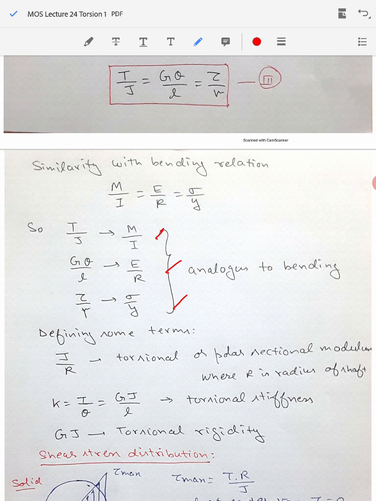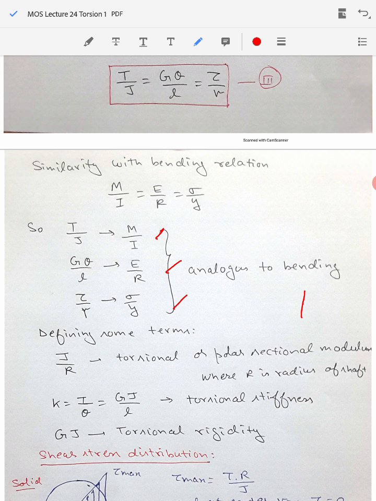Sigma was the bending stress, here tau is the shear stress. Y is the distance of the fiber from the neutral axis where you want to find the bending stress, and small r is the distance of the fiber from the center of the shaft. So these are very similar. M was the applied bending moment there, here T is the applied torque. I was the moment of inertia about the axis, and J is here the polar moment of inertia about the center. Similarly, E by R corresponds to G theta by L. E was the modulus of elasticity, here G is the modulus of rigidity. 1 by R was the curvature there, here you get theta, the angular deformation, and L, the length of the shaft, instead of that.